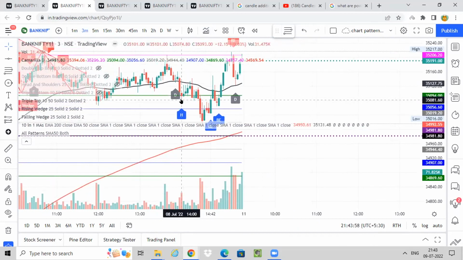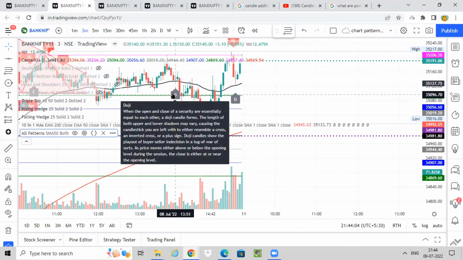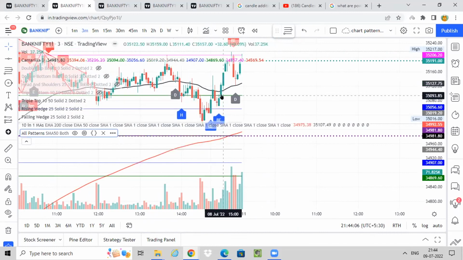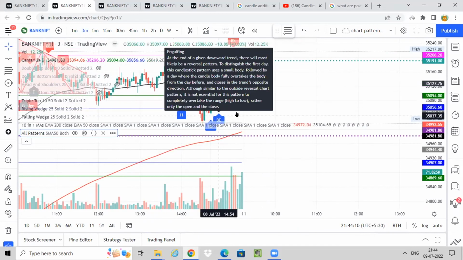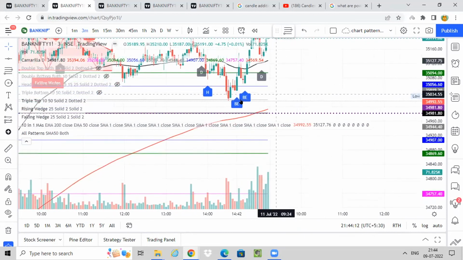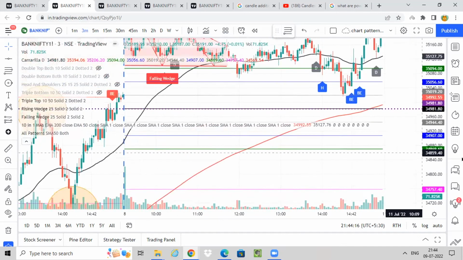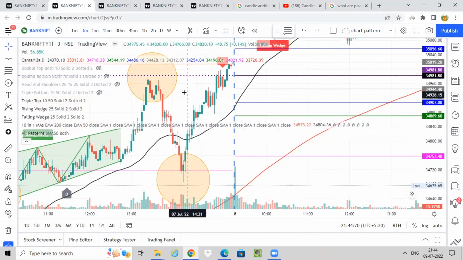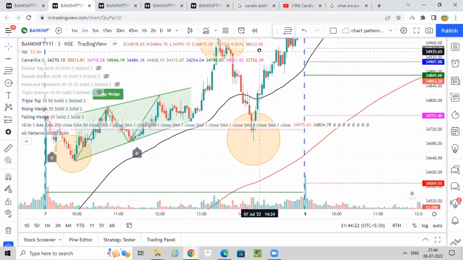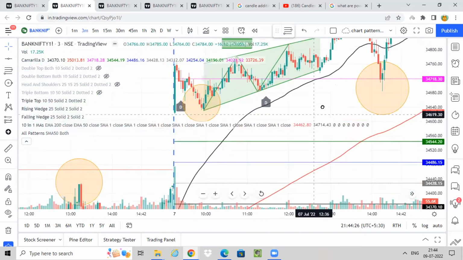For example, here there's a hammer. It went up. It showed hammer. Then here there's a doji. Again here there's a doji. This is a bullish engulfing. Again engulfing. Here there's a doji.